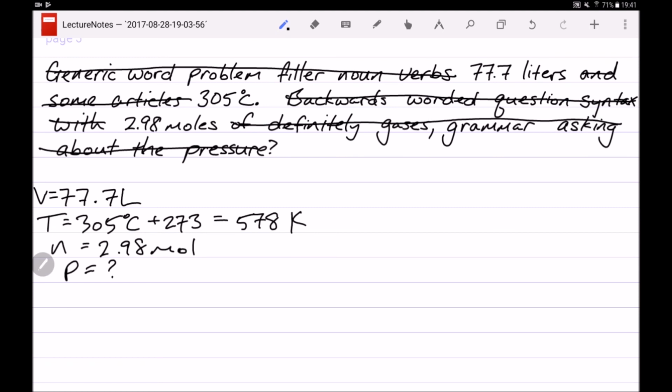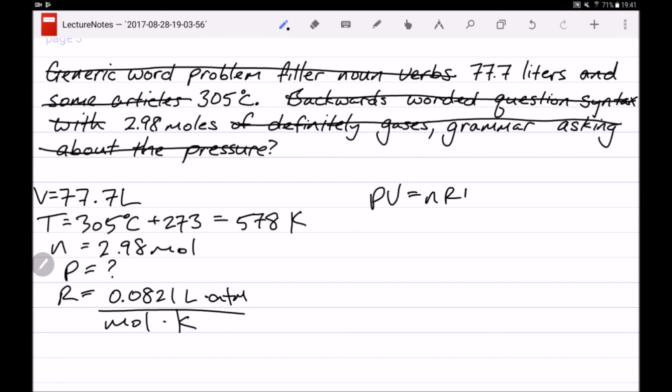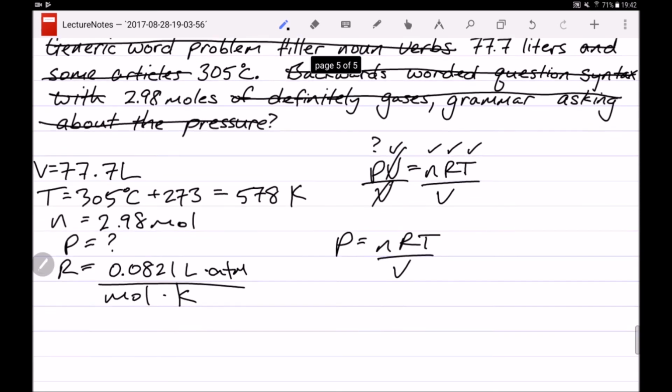So the thing to do is to take the word problem and then to get rid of the words. And then, of course, R is 0.0821 liter atmospheres per mole Kelvin. PV equals nRT. We have a volume. We're looking for pressure. We have a number of moles. We have an R, and we have our temperature. So we have everything we need. We'll just divide both sides by the volume. So P equals nRT over V.